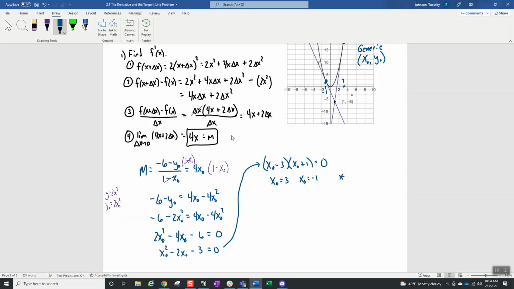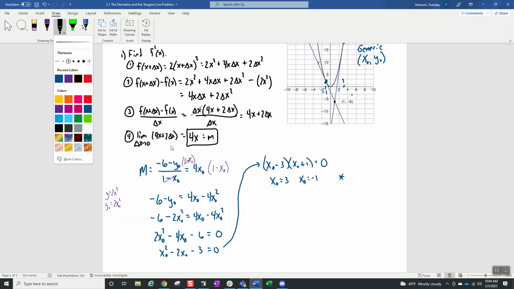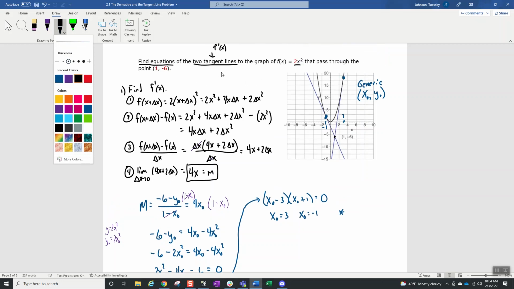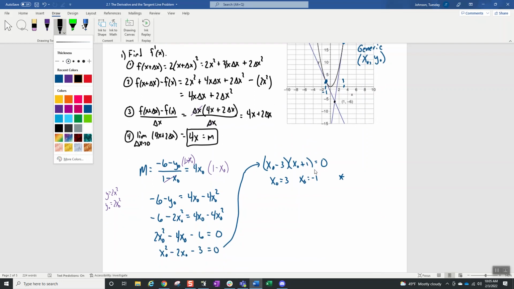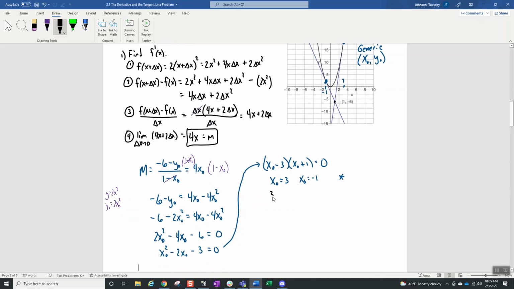Once we have found our x values, we can now substitute back, because we want the equations of the two tangent lines. So I'm going to use the points 3 comma 2x squared. 3 squared is 9 times 2 is 18. 3 comma 18, and negative 1 comma 2. And my first equation, let's call that A.